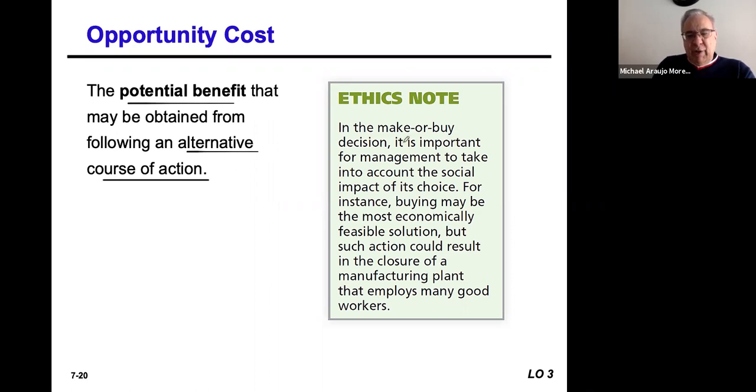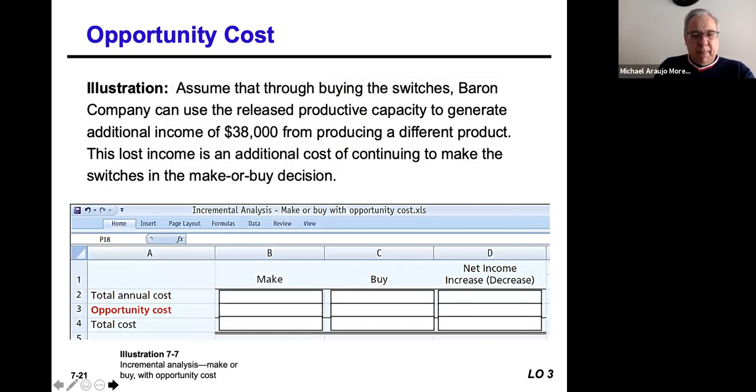Okay, so it's important for management to take into account the social impact of the choice. For instance, buying might be the most economically feasible thing to do, but the result could be a closure of a plant that employs many good workers. Good workers do not grow on trees. It's important to know you want to keep good workers. So let's illustrate this a little bit more.